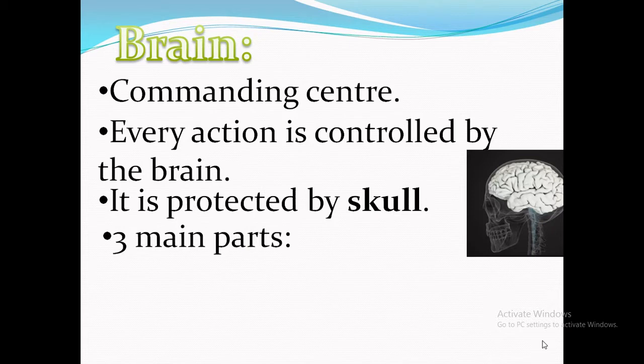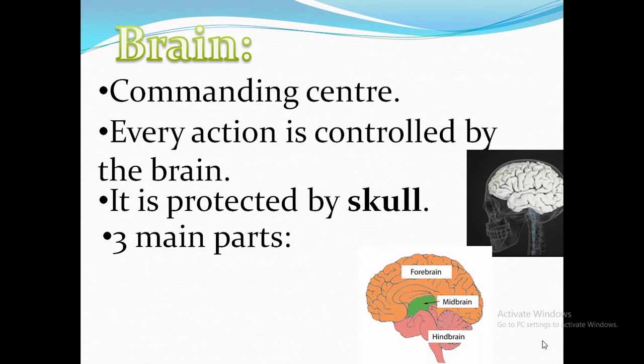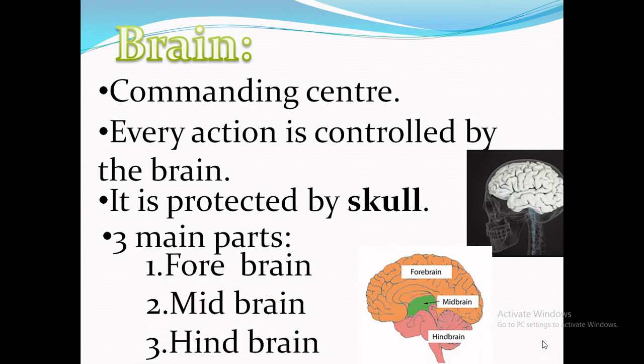The brain has three main parts, namely forebrain, midbrain, and the hindbrain. The forebrain is, as the name suggests, the front part of the brain, the midbrain is the middle part of the brain, and the hindbrain is the backmost part of the brain. Each of these parts of the brain have their own functions to perform, which you'll be learning in your higher grades.